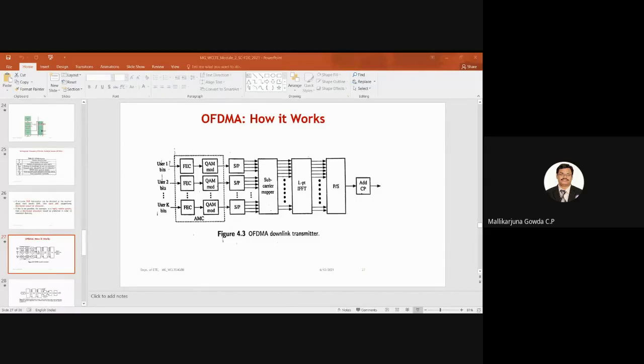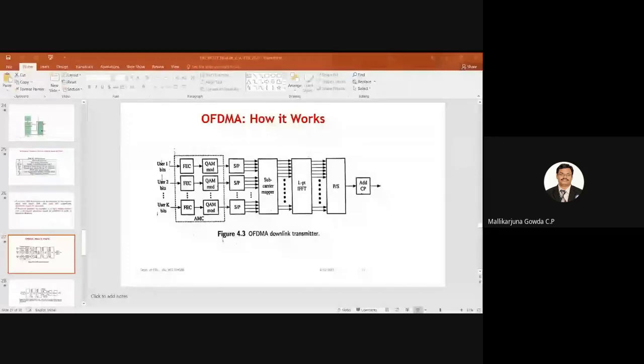Yes, are you able to see the block diagram? Yes, sir. Just have a look, all of you. So what are the different blocks? Because once we know what OFDM is, OFDMA becomes easy to understand. It is all block diagram level understanding.